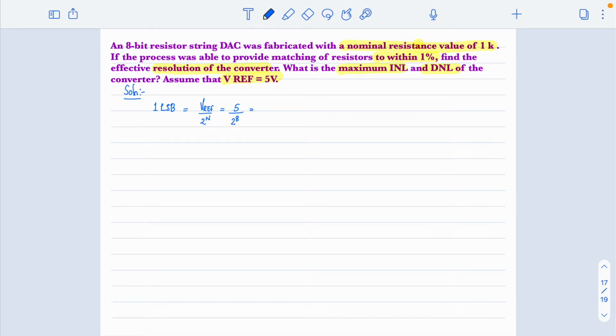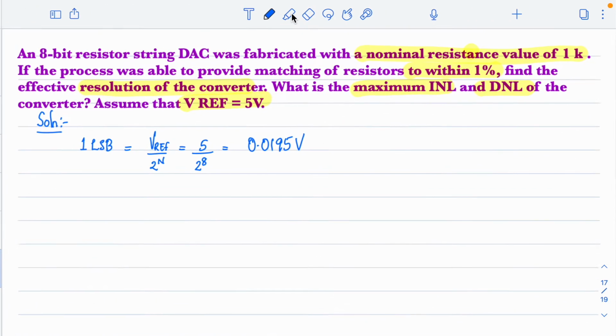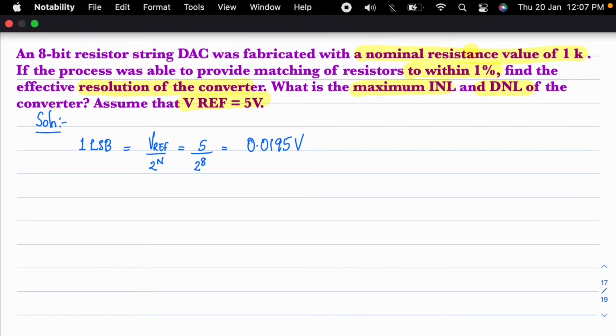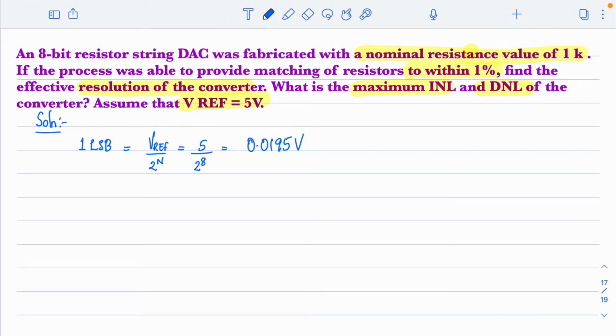So what is the value here? 0.0195. Yes, this 0.0195 volt, which is 1 LSB value, right? Now what else we can find? We have 1 LSB value. Now we need to find the effective resolution. We can comment on the effective resolution by again looking at the INL value or the DNL value. So let us find the maximum INL value. So what is INL max?